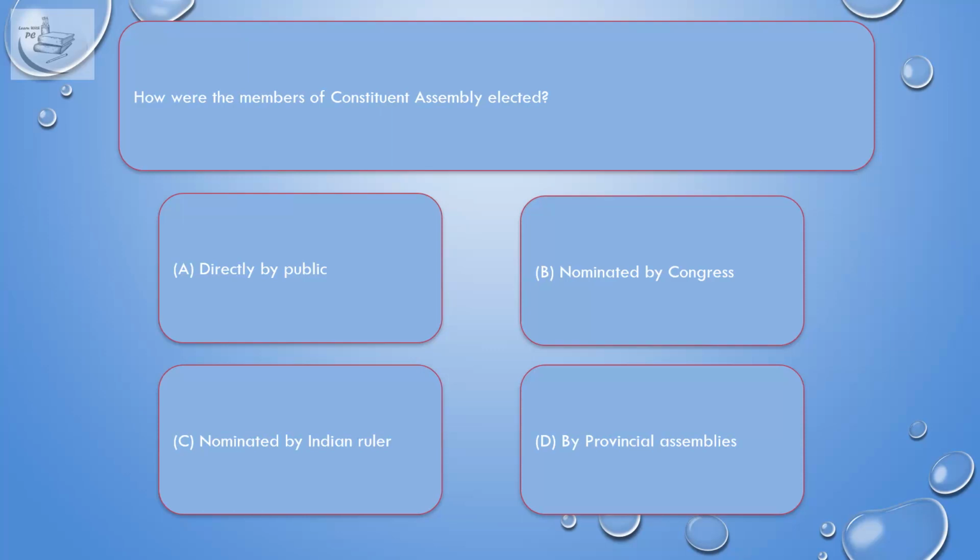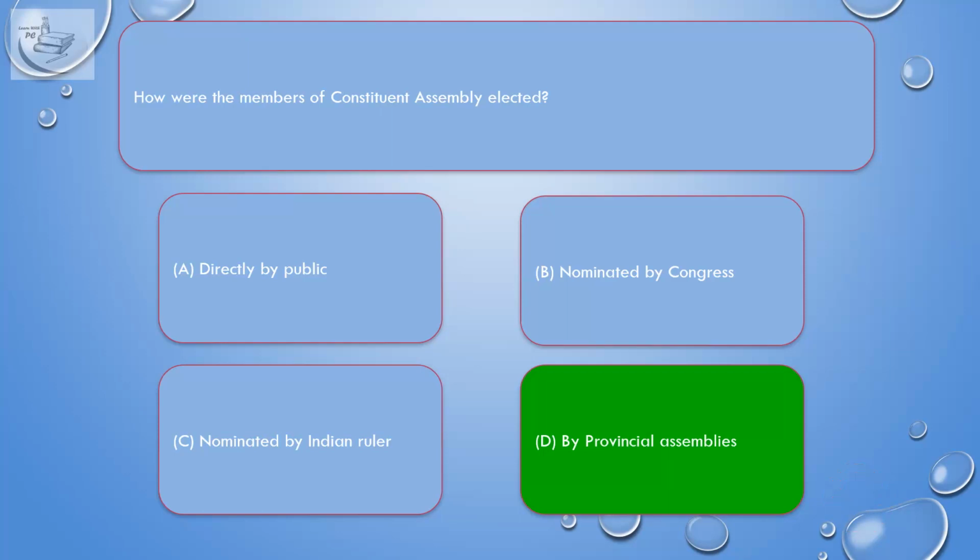Question: How were the members of Constituent Assembly elected? A. Directly by public. B. Nominated by Congress. C. Nominated by Indian ruler. D. By provincial assemblies. Correct answer is D. By provincial assemblies.